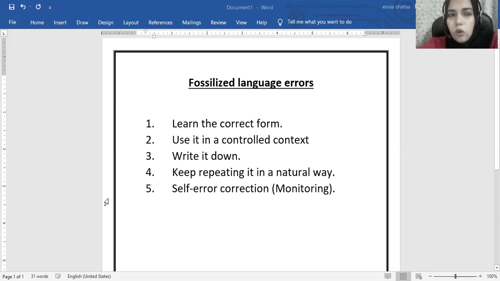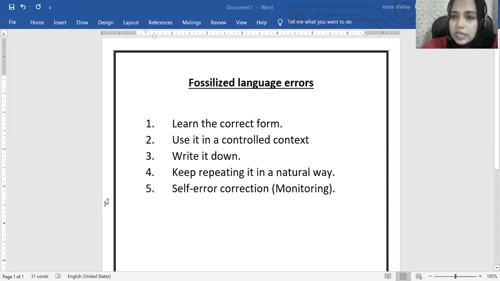Like you always say, for example, I am teacher, without saying I am a teacher. Another grammatical mistake can be I have work as a teacher. You don't say I have worked as a teacher, or I've worked as a teacher, or I've been working as a teacher. So these are supposed to be grammatical structures.